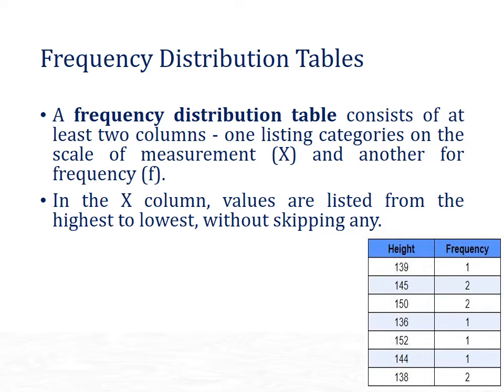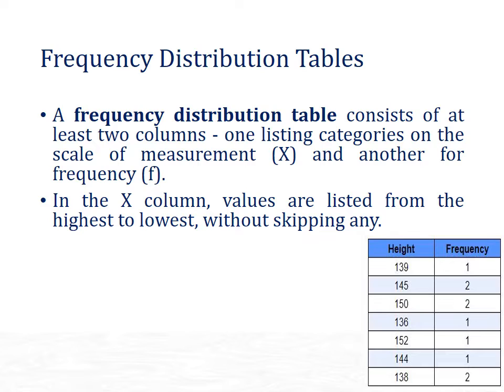Here you have seen the frequency distribution table. For example, if we take the values of x: 139, 145, 150, 136, 152, 144 and 138. On the right side you have seen the frequencies: 1, 2, 2, 1, 1, 2. The height 139 is reported with a frequency of one, repeated only once in the population and sample data, and so on. That is an example of a frequency distribution. It is a simple distribution. Here you can see the regular frequency distribution table.